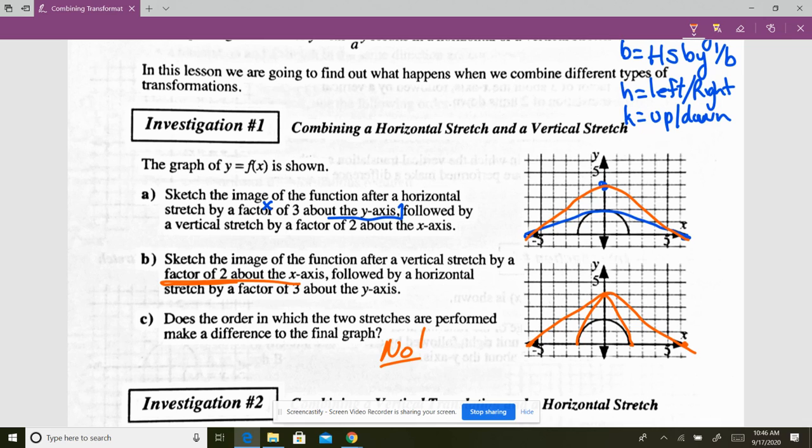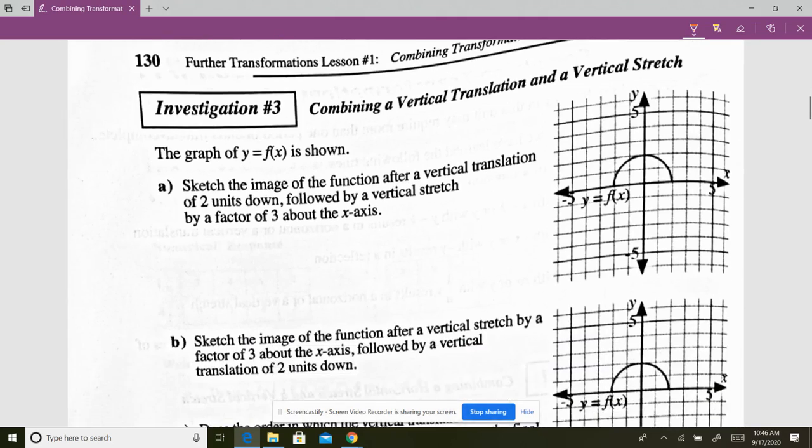May I flip the page, please? We're not going to do the one at the bottom because the order doesn't matter there either. Okay.